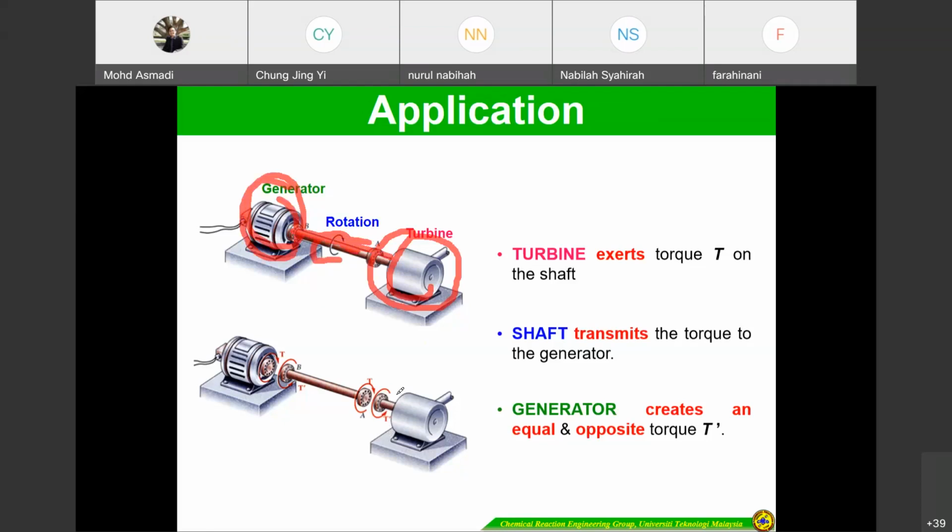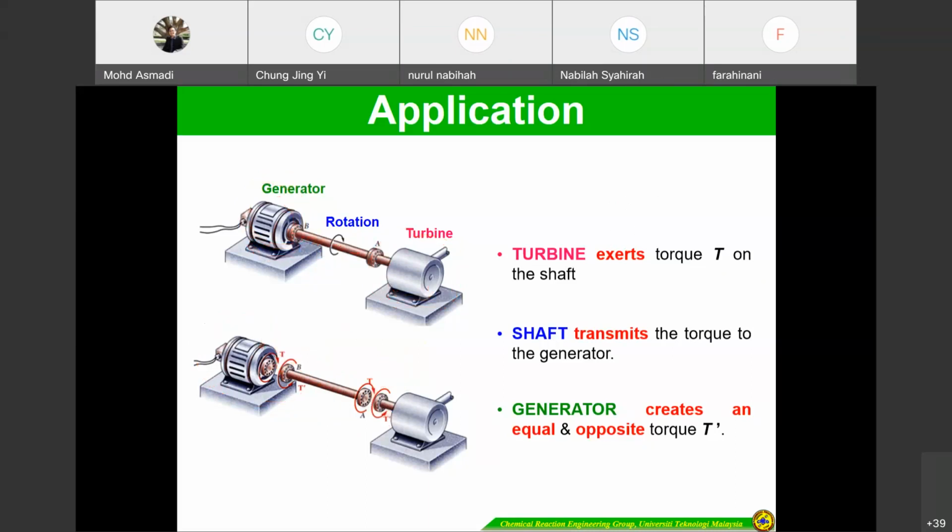So if the shaft transmits to this side, the turbine exerts torque clockwise, and the shaft will be opposite, because they cancel out. It's opposite, but the power is equal. So it's important. Like when you open a bottle cap, there's a twist there too. So let's see the torsional deformation of the circular shaft.